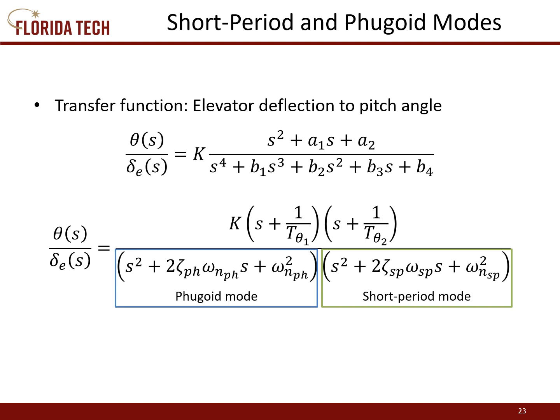So now we'll walk through the 5 classical modes of motion and then look at what the MIL standard defines for minimum or maximum values for each parameter. We'll start with the short period and phugoid modes, and as you recall from previous modules, the general fourth order transfer function of elevator deflection to pitch angle is shown. And we know that that denominator factors into 2 second order conjugate pairs, and one's the phugoid mode and one's the short period mode.